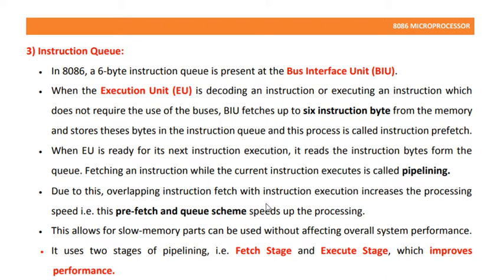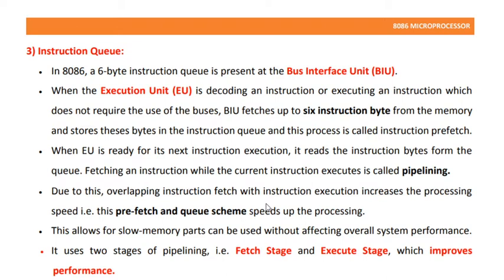But mind you, pipelining does not reduce the total amount of time required for executing an instruction. Again, I'll repeat it. Pipelining does not allow for reduction in the total amount of time required for executing an instruction. It allows for an increase in the number of instructions executed per unit time, which is also referred to as instruction throughput. So pipelining allows for an increase in instruction throughput but does not allow for reduction in time required for executing an instruction.